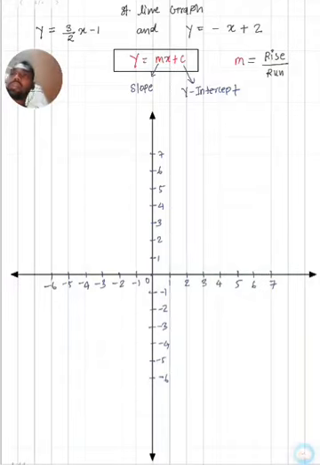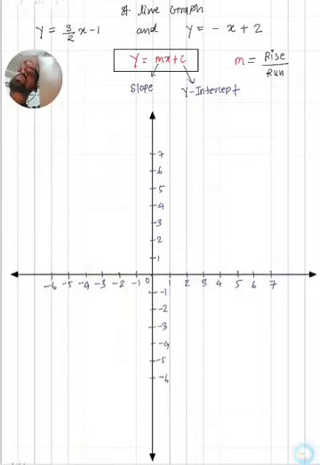Today again I came with one topic. The topic is how to make a straight line graph. Today I'm going to discuss it in a very short and easy way. I found that students are struggling too much, so I'm going to discuss it in a very easy way.